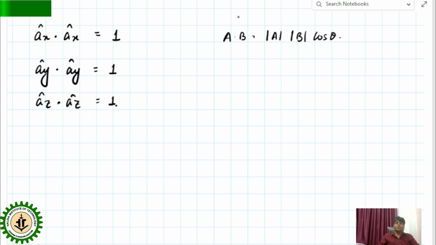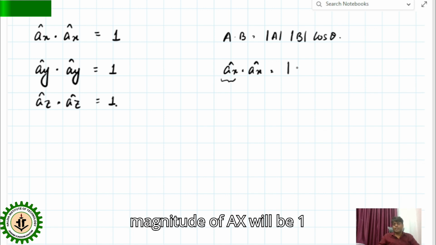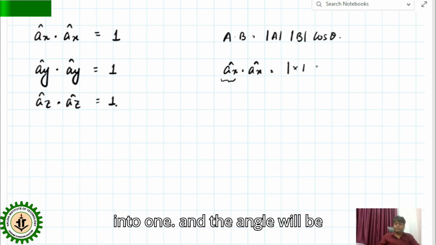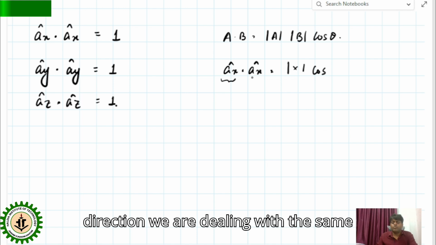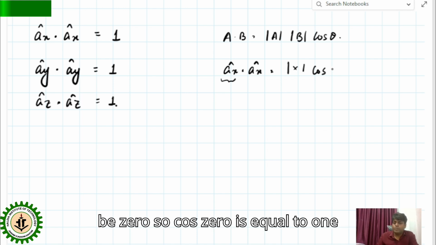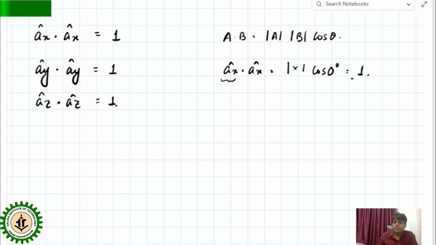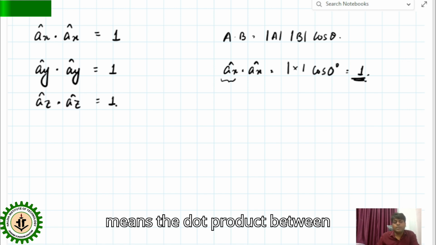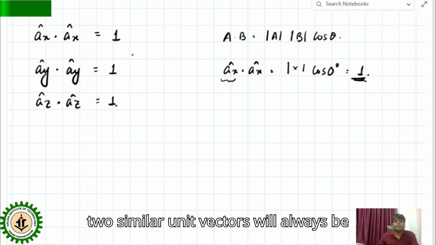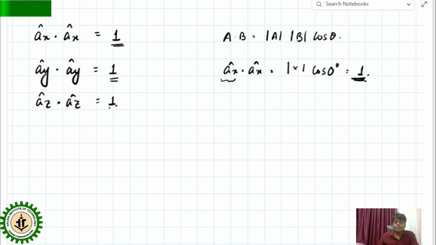For example, if I say ax cap dot ax cap, the magnitude will be 1 into 1, and since they are aligned in the same direction, we are dealing with the same quantity, so the angle between them will be 0. So cos 0 is equal to 1. So the dot product between two similar unit vectors will always be 1. Please keep this in mind.